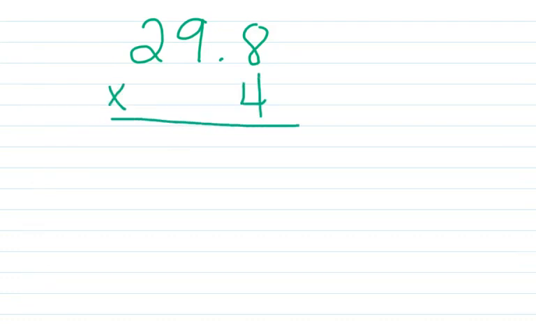So next one is 29 and 8/10 times 4. Remember to forget about the decimal to begin with. So we do 4 times 8 first, which is 32. Bring down the 2, carry the 3. 4 times 9 is 36, plus 3 is 39. Bring down the 9, carry the 3. 4 times 2 is 8, plus 3 is 11.